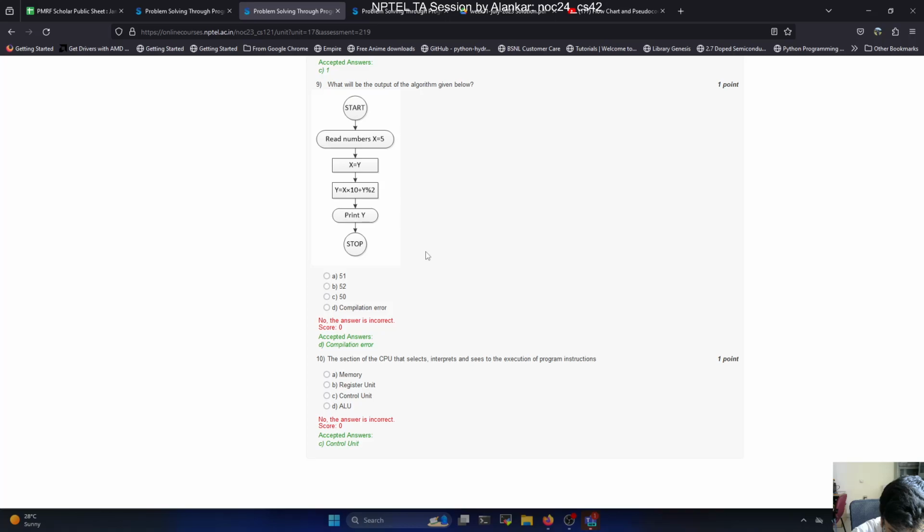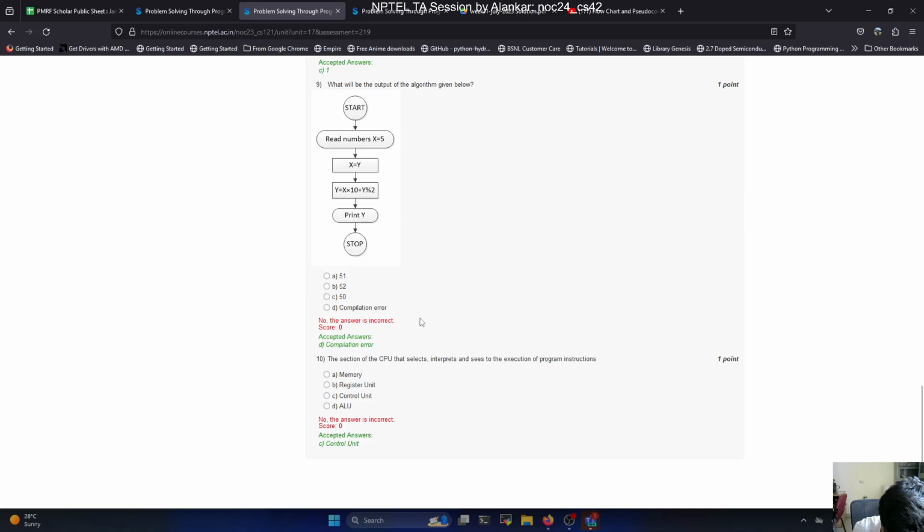Please explain the control unit and ALU. Please explain these 3 points. Which one? I couldn't follow you. Yes, sir. Register unit, control unit, and ALU. Yes, I was going to explain that.